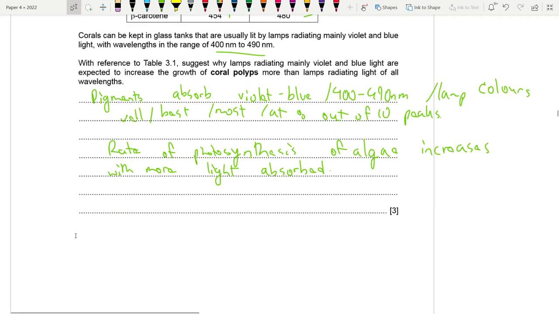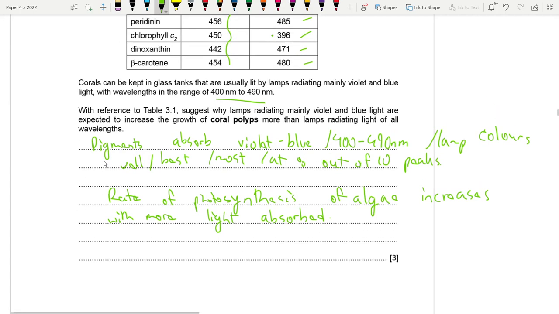So how does this even relate to growth? If there's more photosynthesis, where is this energy used? Basically, if we have more algal photosynthesis, it can produce more food. That food can be used by the coral in general because there is a transfer of organic nutrients or oxygen to polyps from algae.